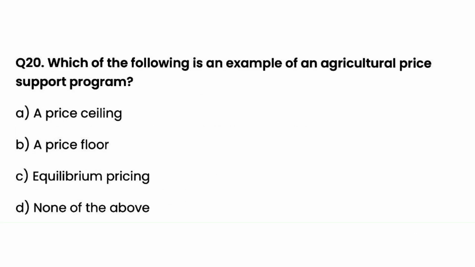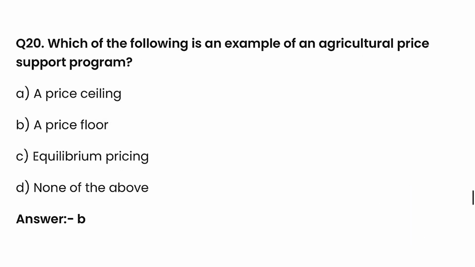Which of the following is an example of an agricultural price support program? First one, a price ceiling; next is a price floor; third one is equilibrium pricing; and the last one is none of the above. So the answer is option B, means a price floor.